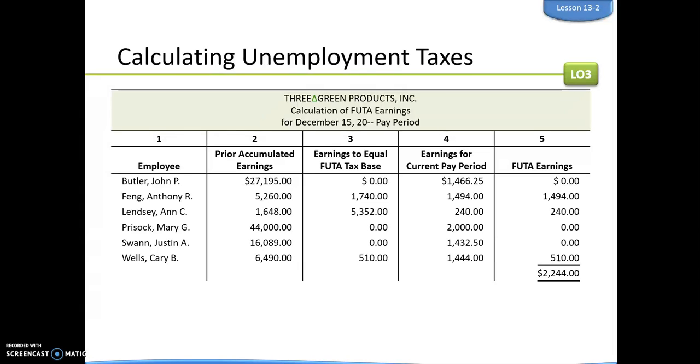The last one, Carrie Wells, the prior accumulated earnings is $6,490. $510 is what is needed to reach the $7,000 threshold. The current earnings for our pay period is $1,444. So only $510 of that $1,444 goes towards the federal unemployment taxable earnings. So when you total up that column, it's $2,244.